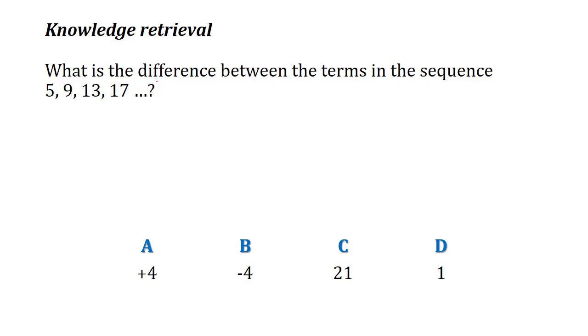This time we're asked for the difference between the terms in the sequence. So if we have a look at the first two terms, to get from 5 to 9, we need to add 4. We can double check that, the third term and the fourth term as well. We've got a difference of 4. So A was correct.